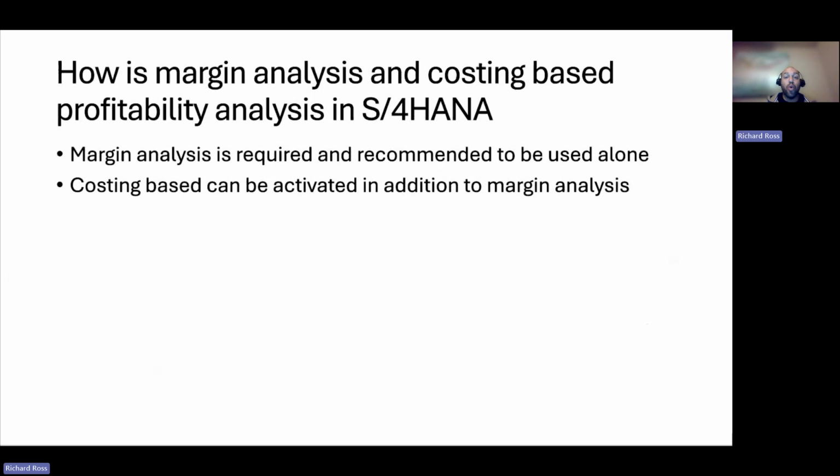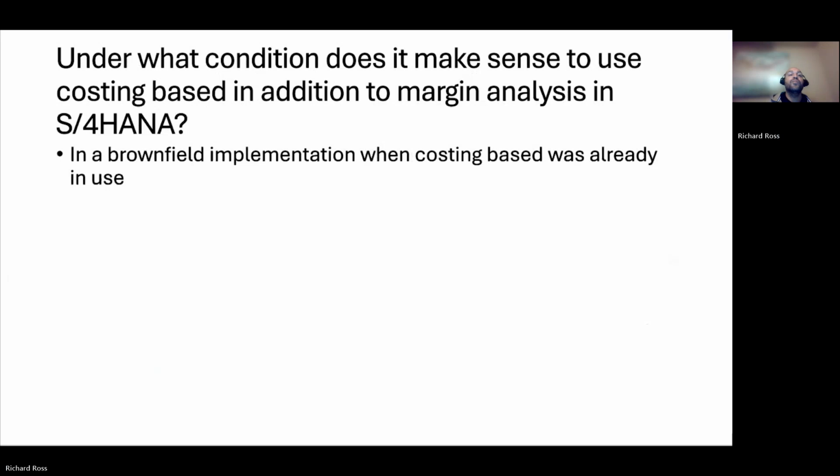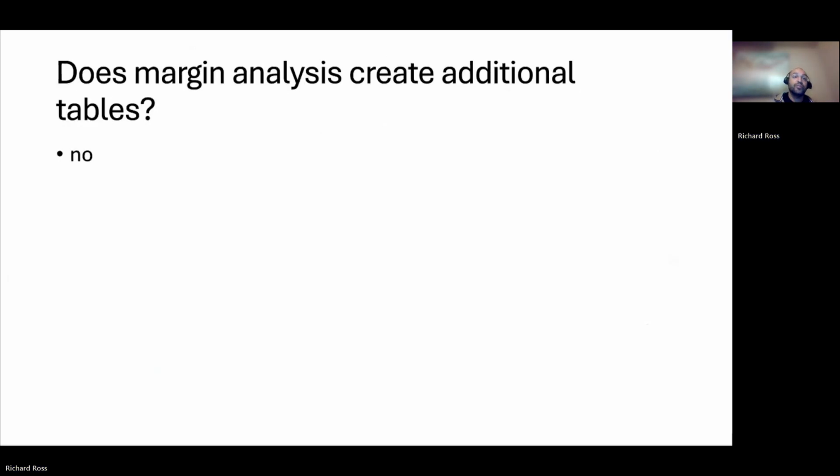How are margin analysis and costing-based profitability analysis handled in S/4HANA? Margin analysis is required and recommended to be used alone. Costing-based can be activated in addition to margin analysis. Under what condition does it make sense to use costing-based in addition to margin analysis in S/4HANA? In a brownfield implementation when costing-based was already in use.